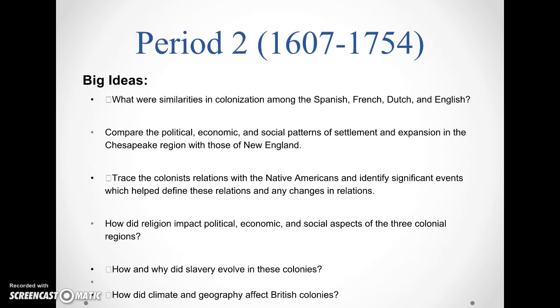First of all, you need to know 1607. You absolutely need to know 1607. 1607 was the foundation of the colony Jamestown, which is present day Virginia. What you can see here are some of our big ideas, things that you should be questioning throughout this unit as we explore particularly further English colonization.